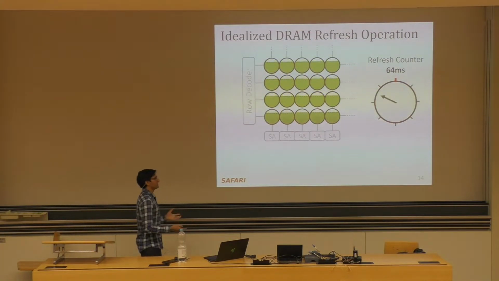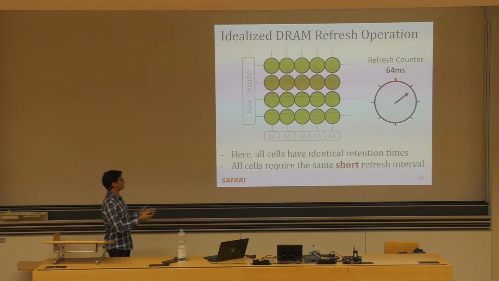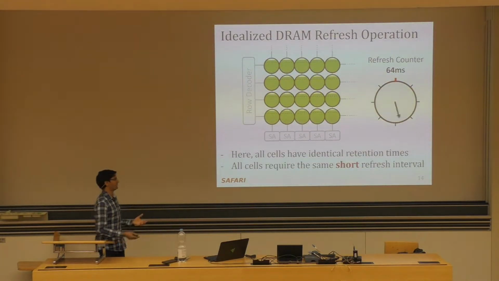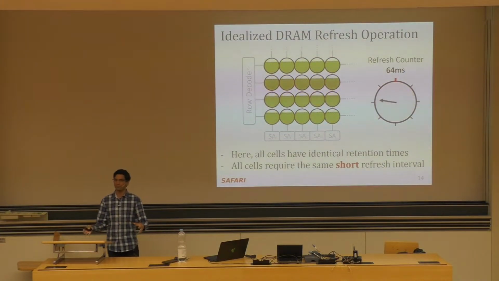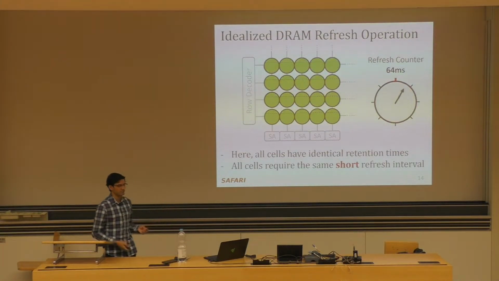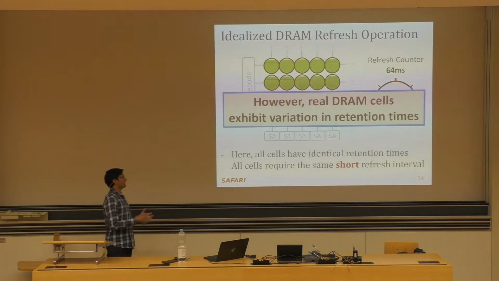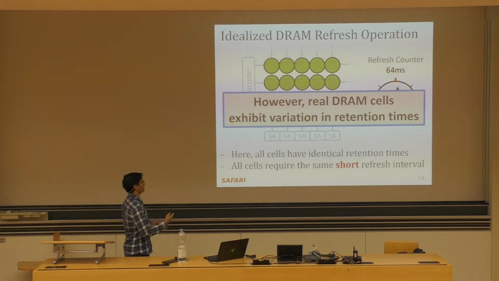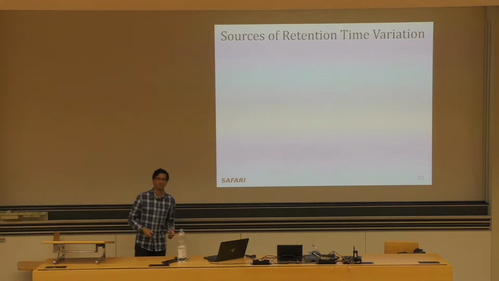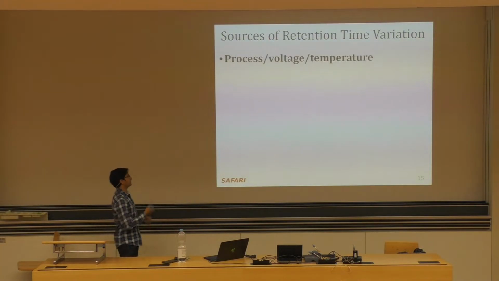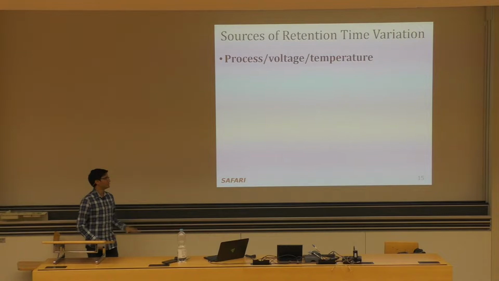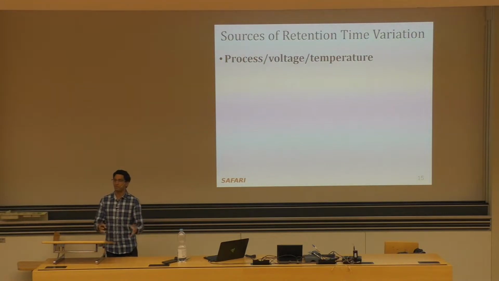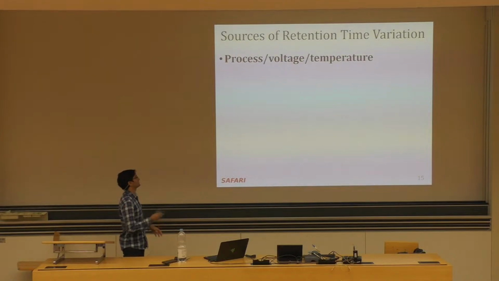Now this is a very idealized picture of the refresh operation because all of these cells essentially have identical retention times, right? And this means that the same short refresh interval of 64 milliseconds is perfect for all these cells. However, in reality, real DRAM cells exhibit significant variation between different cells. So let's take a look at why this might happen. I'll itemize some of the sources of retention time variation between cells, right? The first is process, voltage, and temperature. The retention time of different cells varies at manufacturing time due to process variation and at runtime due to voltage and temperature fluctuations, which are typical of pretty much any semiconductor device.